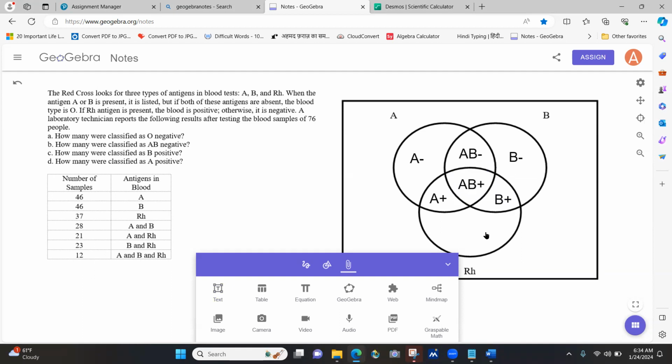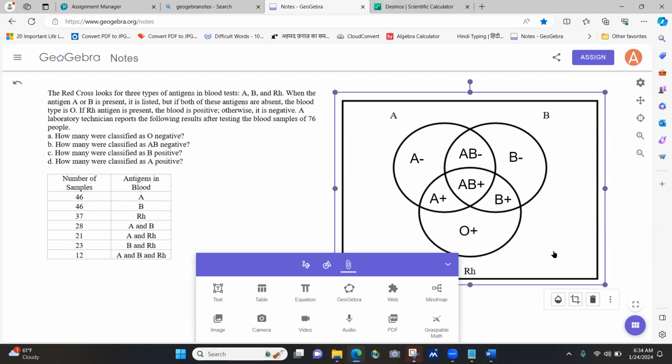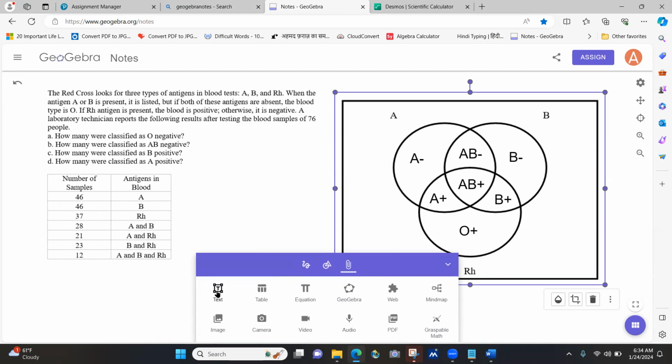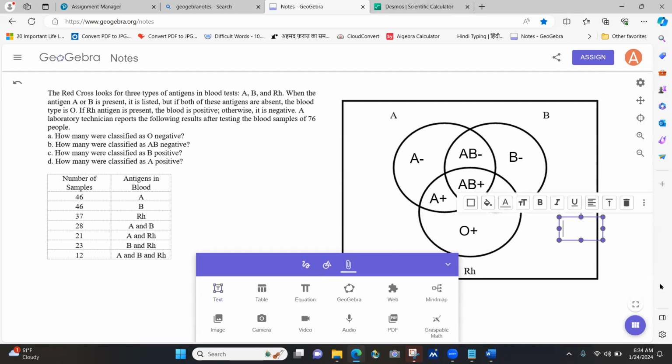This part has no A, no B, but it's in RH. So it's going to be zero. That's important. Zero positive, O positive. Can you guess what this part is going to be called? The part outside the three circles? It's going to be called O negative. O because it doesn't have A or B. Negative because it doesn't belong to the RH circle.